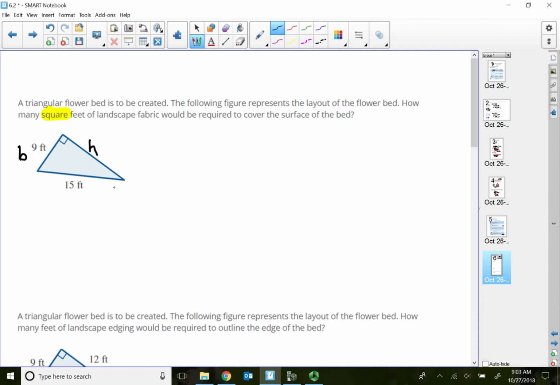So the 15 is actually not the actual height. So I'm missing the height. So here what we can do is use the Pythagorean Theorem. If you ever take Math 106, we talk about the Pythagorean Theorem. We can use the Pythagorean Theorem to help us find the actual height.